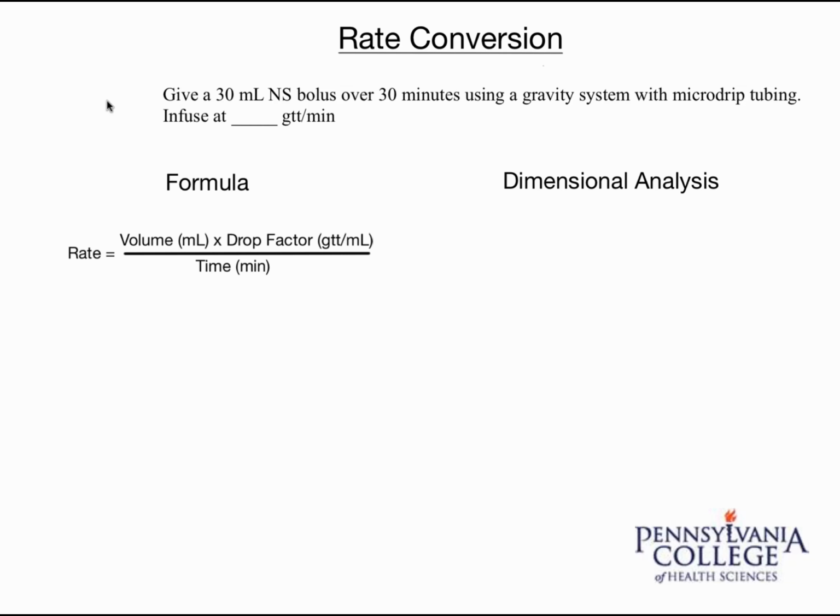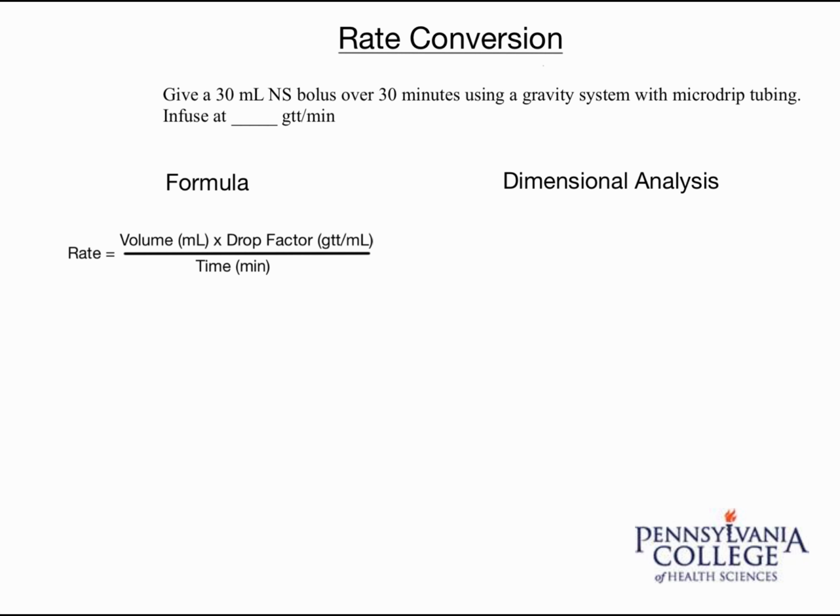In this problem, I will be converting a rate using a formula and using a dimensional analysis approach. We are told that we need to give 30 mLs of NS via a bolus, and that needs to be administered over 30 minutes. And we're using a gravity system that has a micro drip tubing. We need to figure out the rate in drops per minute.